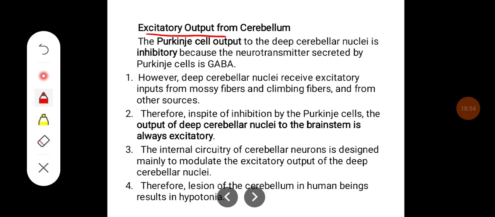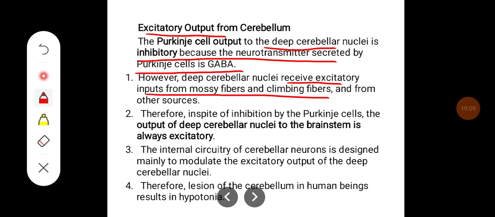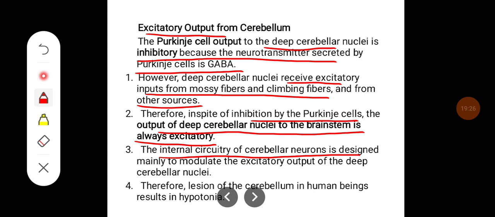The excitatory output from cerebellum. Purkinje cell output to the deep cerebellar nuclei is inhibitory because the neurotransmitter secreted by Purkinje cell is GABA. However, deep cerebellar nuclei receive excitatory inputs from Mossy fibers and climbing fibers and from the other sources. Therefore, in spite of inhibition by the Purkinje cells, the output of the deep cerebellar nuclei to the brainstem is always excitatory, as we discussed. The internal circuitry of cerebellar neurons is designed mainly to modulate the excitatory output of the deep cerebellar nuclei. Therefore, the lesion of the cerebellum in human beings results in hypotonia.